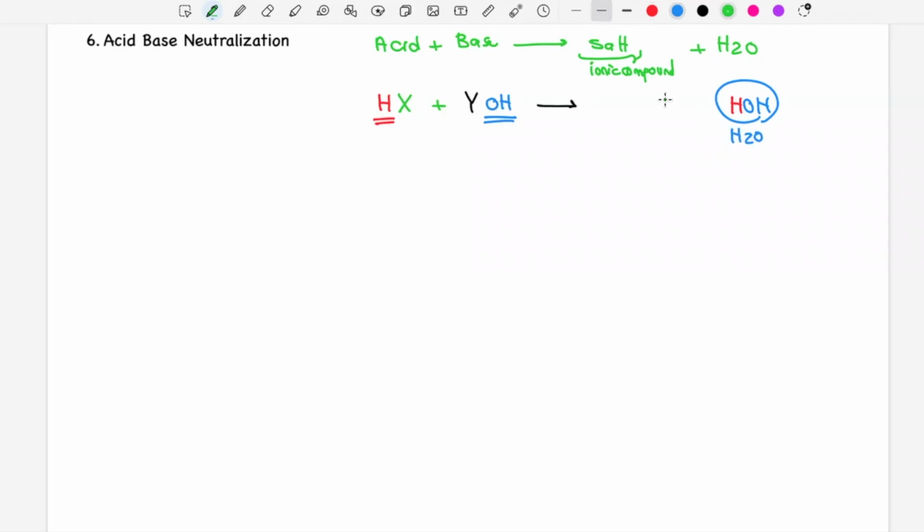And you end up getting the salt as well. So the salt is the ionic compound, as we said. So first the metal goes first, followed by the non-metal. So that's how we put them together. So let's take a look at some examples.